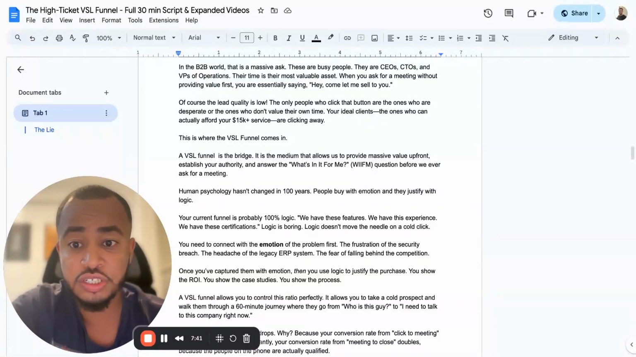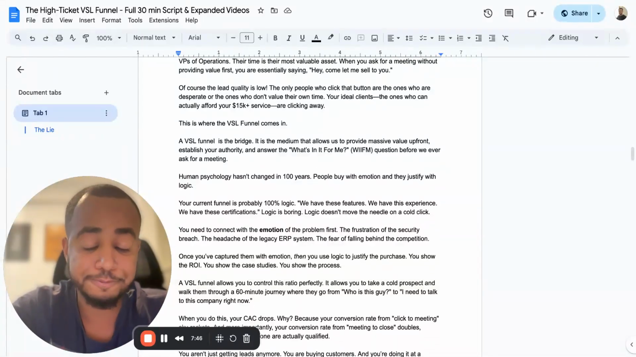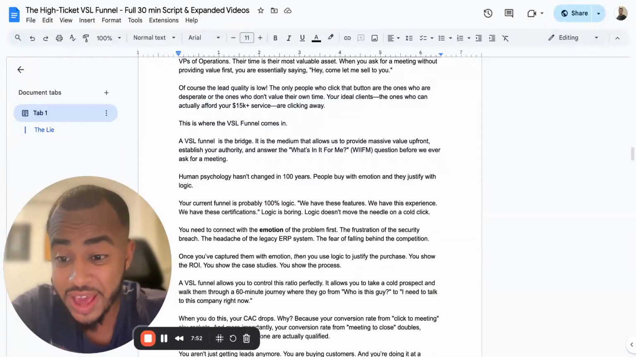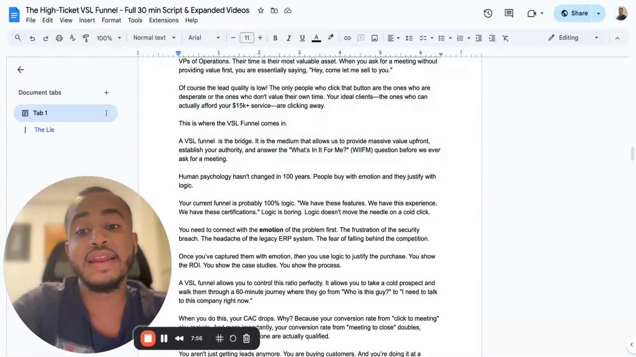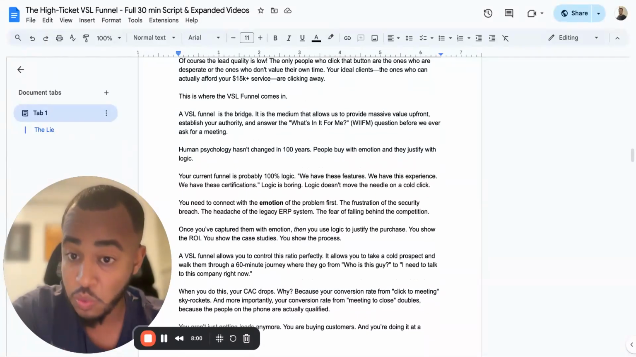Of course the lead quality is low. The only people who click the button are the ones who are desperate or the ones who don't value their own time. Your ideal client, the one who can actually afford your high ticket service, is clicking away.